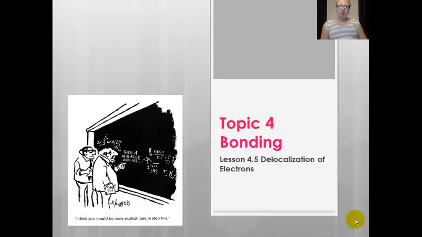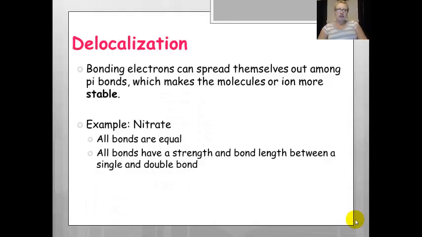This is lesson 4.5, delocalization of electrons. So delocalization is when bonding electrons can spread themselves out among pi bonds, which makes the molecules more stable. So go ahead and draw a resonance structure or a Lewis dot structure for nitrate. You might have difficulty because there's three ways that you can draw it.